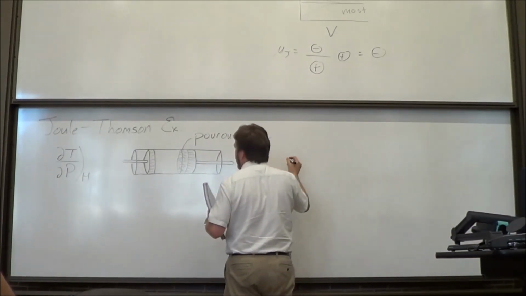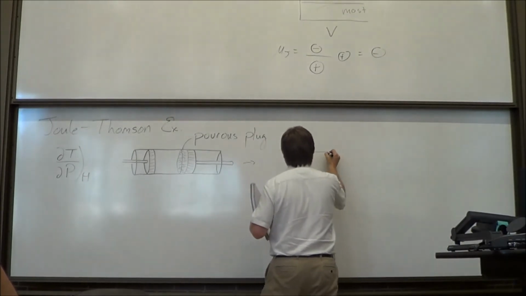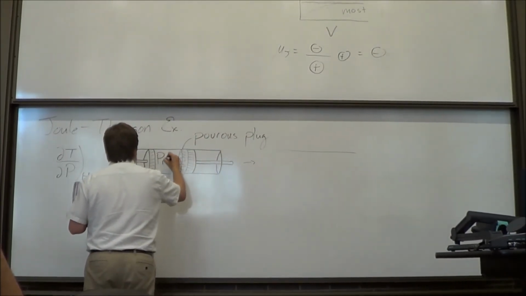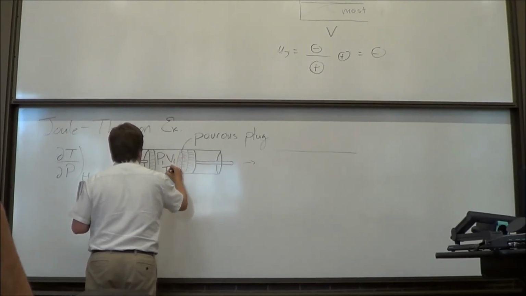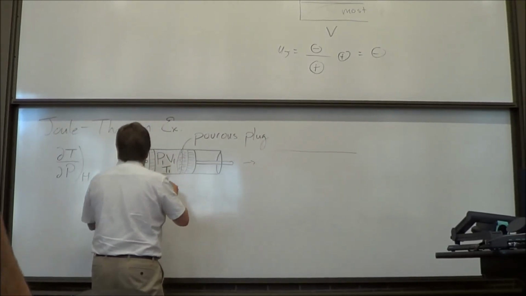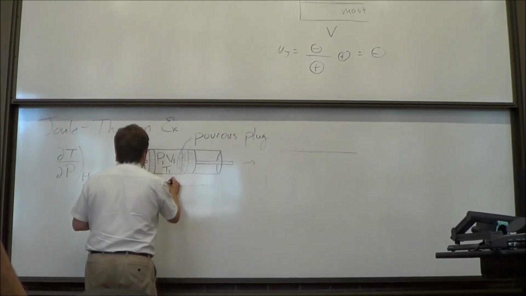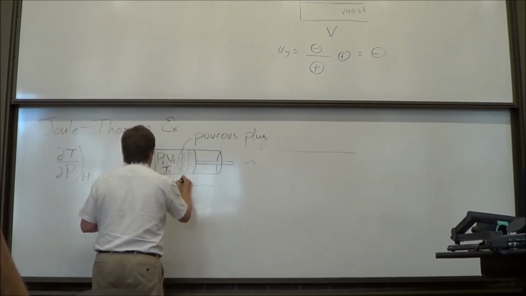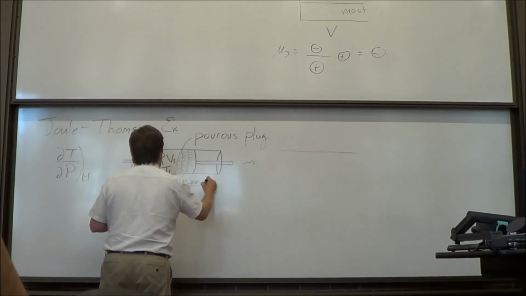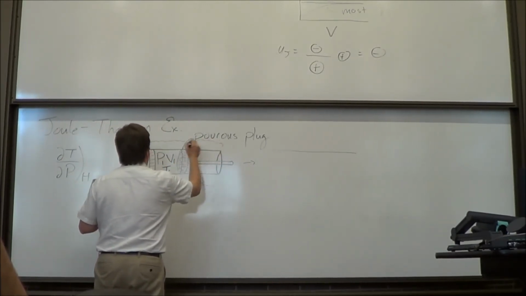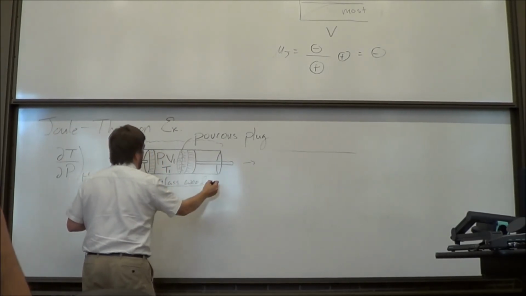Let me draw that then. What happens, and so the conditions are P1, V1, T1. And of course the system is adiabatic. So glass wool.